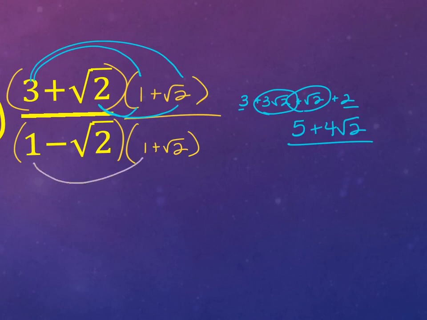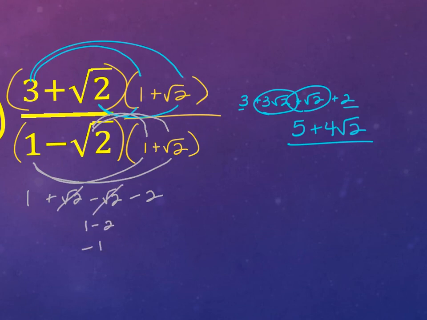Denominator, 1 times 1 is 1. 1 times root 2 is positive root 2. Negative root 2 times 1, negative root 2. Negative root 2 times positive root 2, negative 2, like it's supposed to. Square roots cancel. I get 1 minus 2, which is negative 1, and that's the denominator.